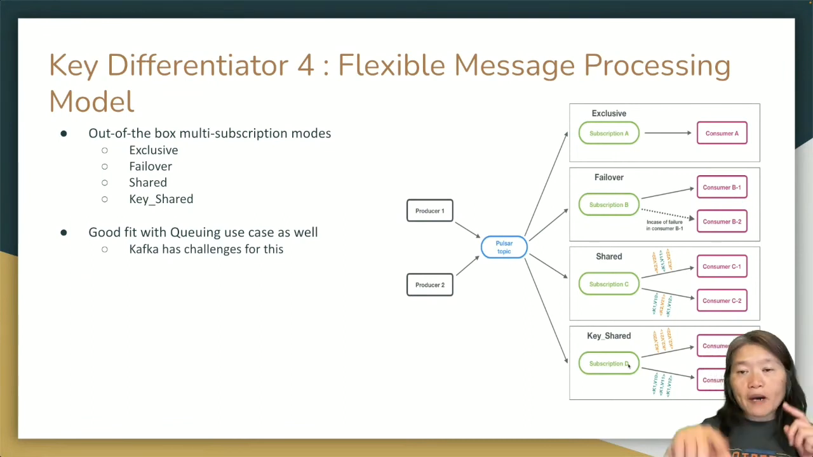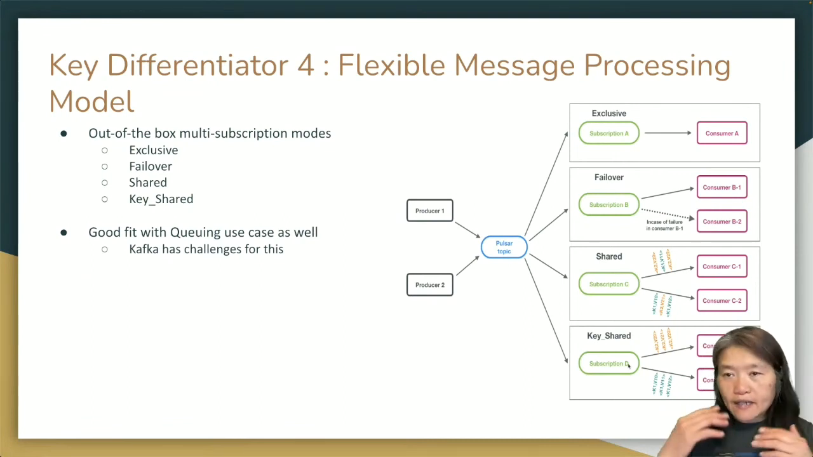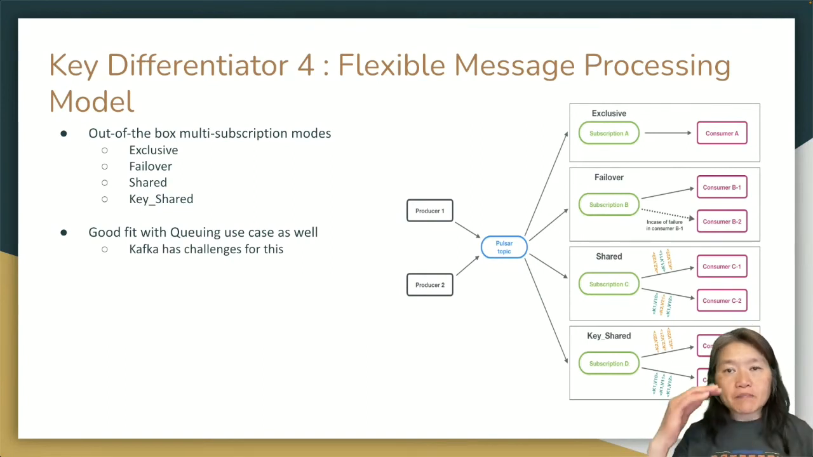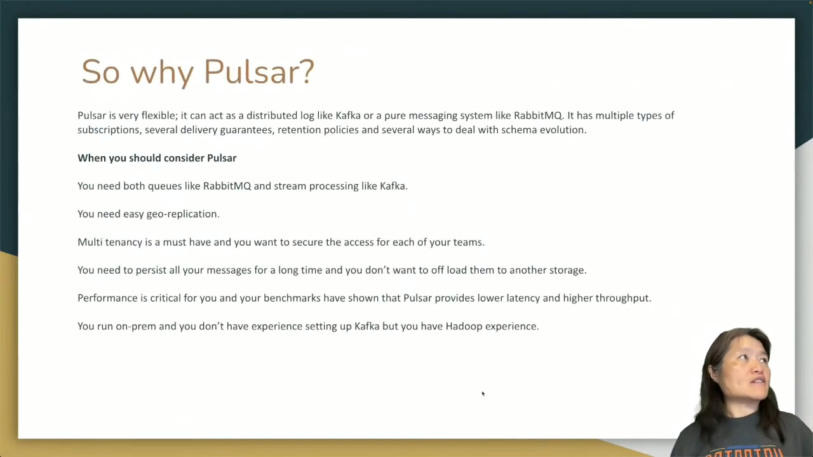And that's also for multiple consumers, and they have a shared subscription, but messages are guaranteed to be delivered in the order that they were published. So these are different modes. Okay, so why Pulsar, right?